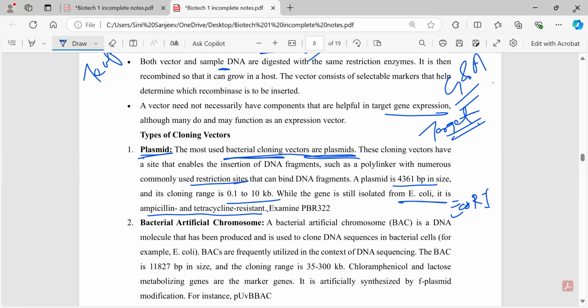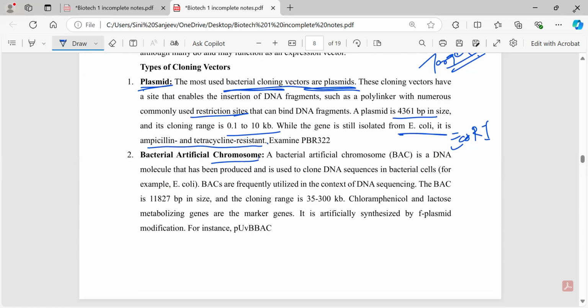Another one is the bacterial artificial chromosome. The name itself says it: a bacterial artificial chromosome is one which you have isolated from bacterial cells. Every cloning vector has a different size and a different capacity to take in your gene, so accordingly you have to select it.